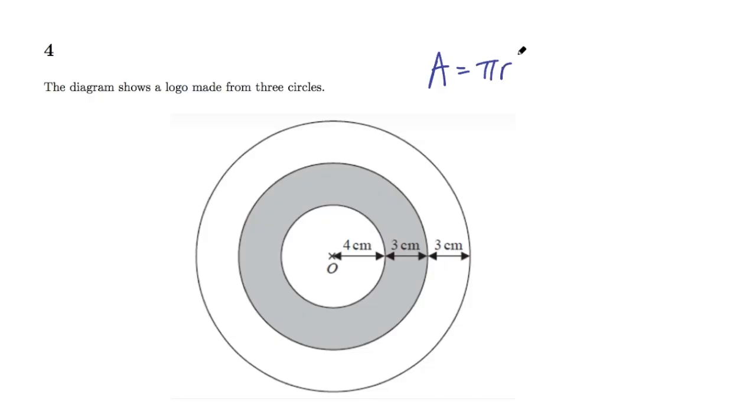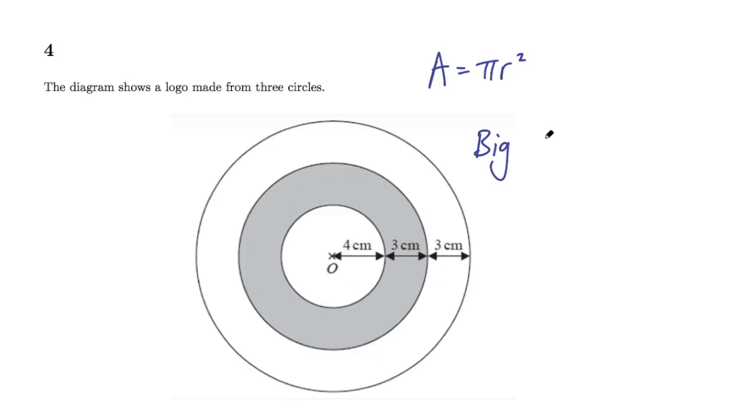something that you need memorized. So the area of a circle is pi r squared, where r is the radius. So what I'm going to go ahead and do is, because we're given these distances here, we know the radius for each circle in this logo. So in this logo we've got three separate circles. We've got this big circle, this medium circle, and this small circle. So I'm going to go ahead and find the areas for each of those and then see how we can work out what the area of this shaded region is.